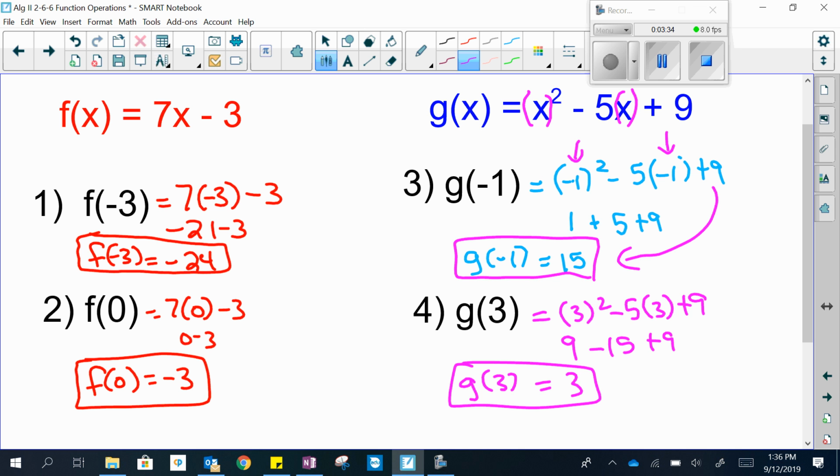So today we are skipping ahead to 6.6 function operations because it utilizes this newfound skill of function notation along with operations with it, such as addition, subtraction, multiplication, and division. So we're going to be doing all of that within our function notation. Everyone's ready to go?